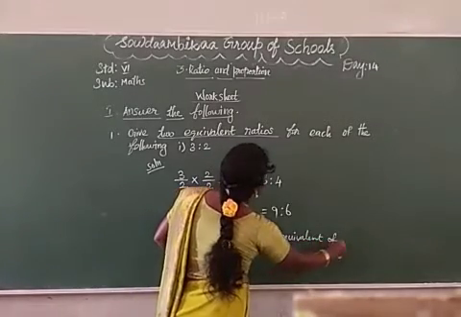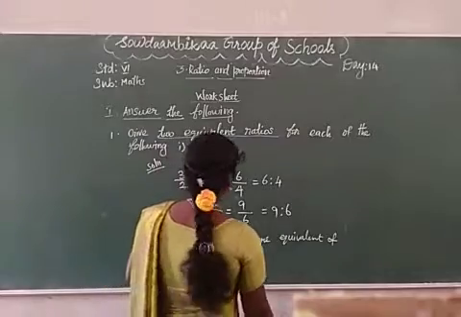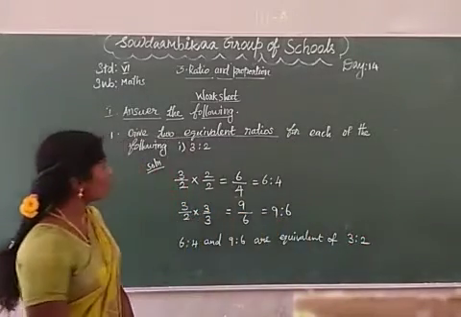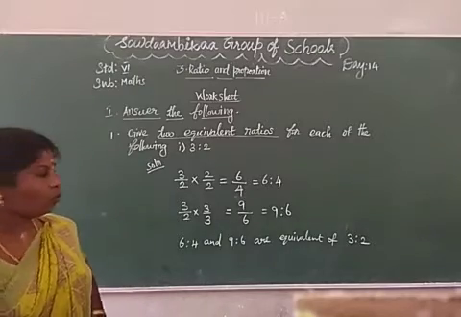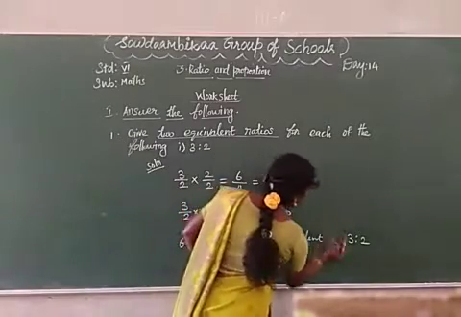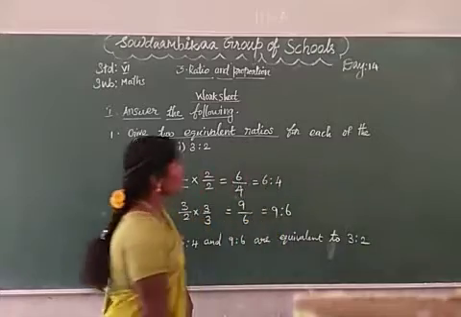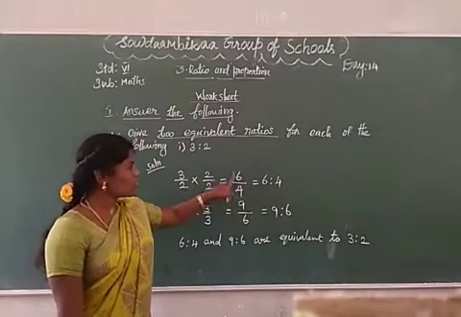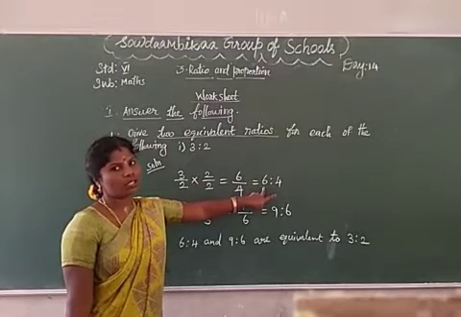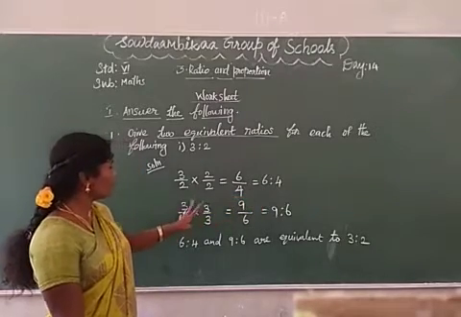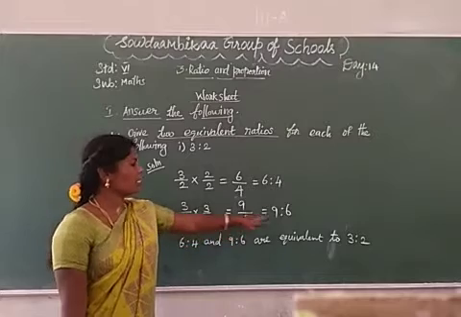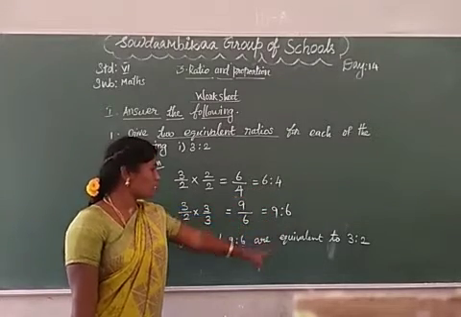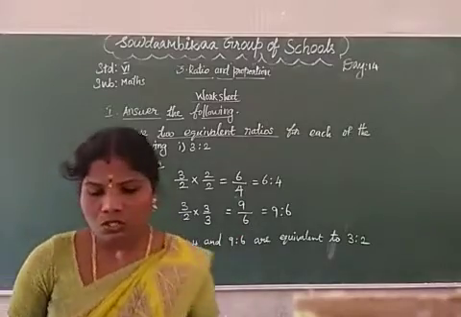Equivalent ratio of 3:2. Okay. First we multiply by 2. 3 2s are 6, 2 2s are 4. 6 divided by 4, the answer ratio is 6:4. Next 3 table. 3 3s are 9, 2 3s are 6, 9:6. So 6:4 and 9:6 are equivalent ratios to 3:2.